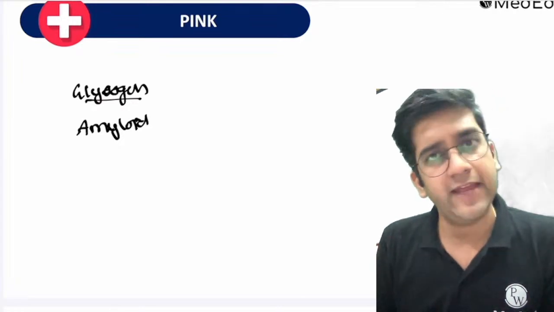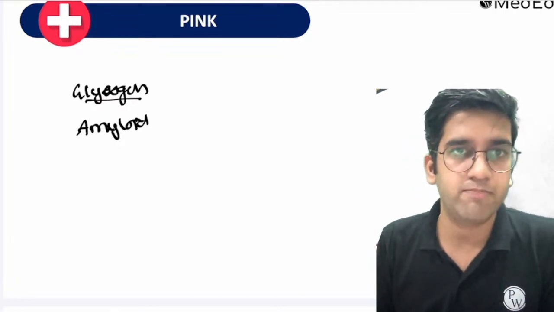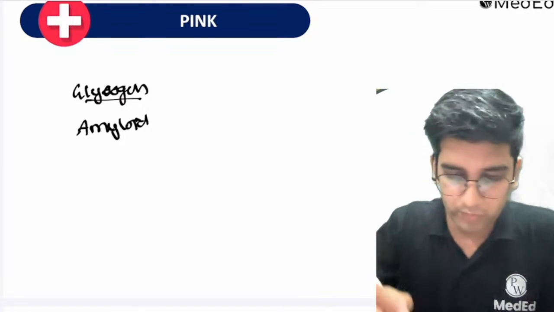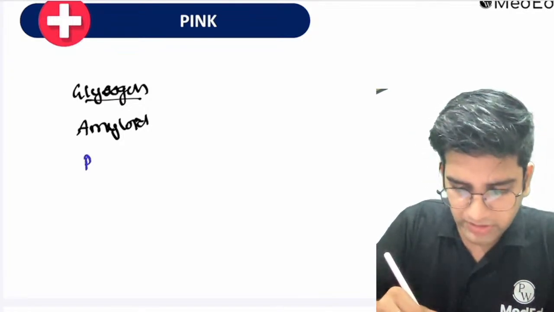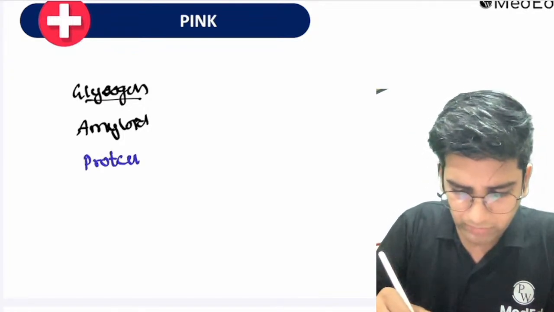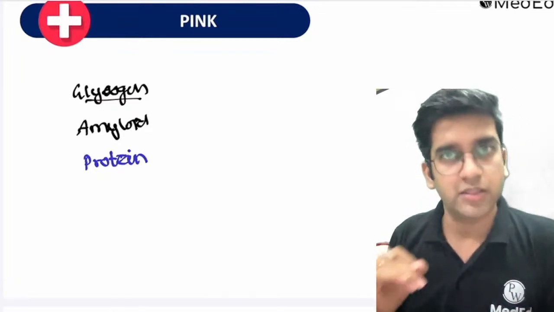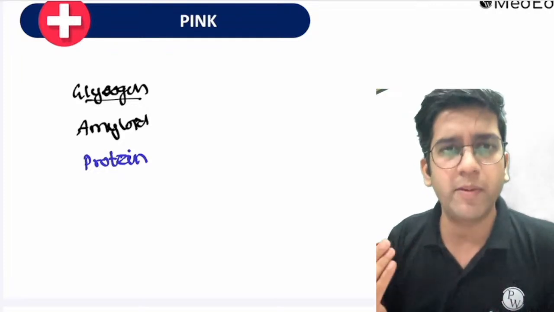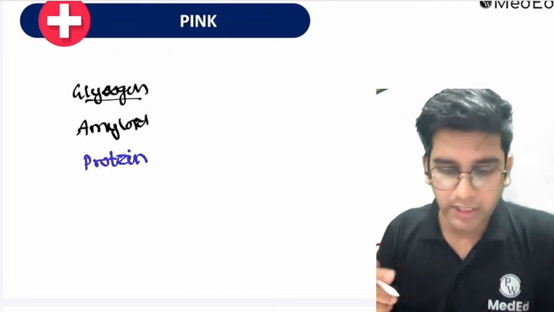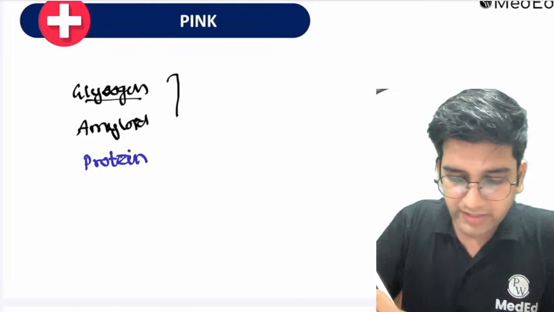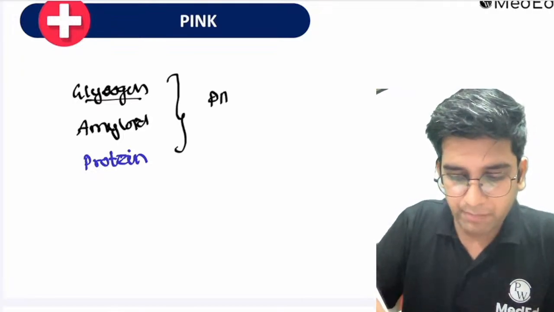So can I say every protein will be pink in color? Obvious, right? It's a protein. So I just took your term and I made it a protein. Anything which is proteinaceous will be pink in color. Glycogen will be pink in color. Glucose will be pink in color. Amyloid also will be pink in color, right? So what happened is all these unfortunately are PAS positive.